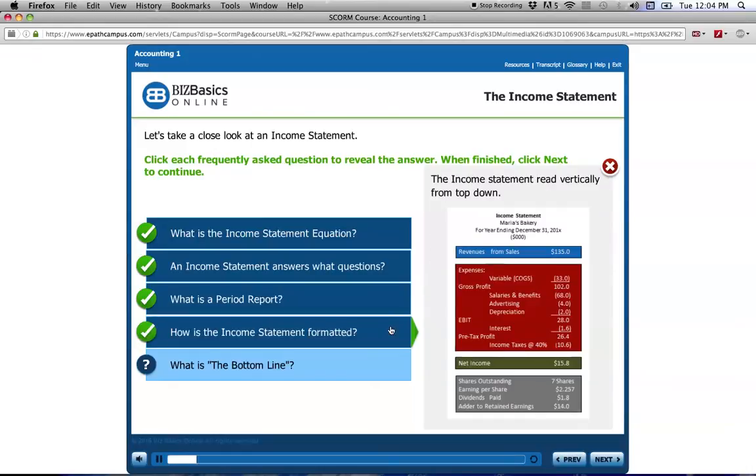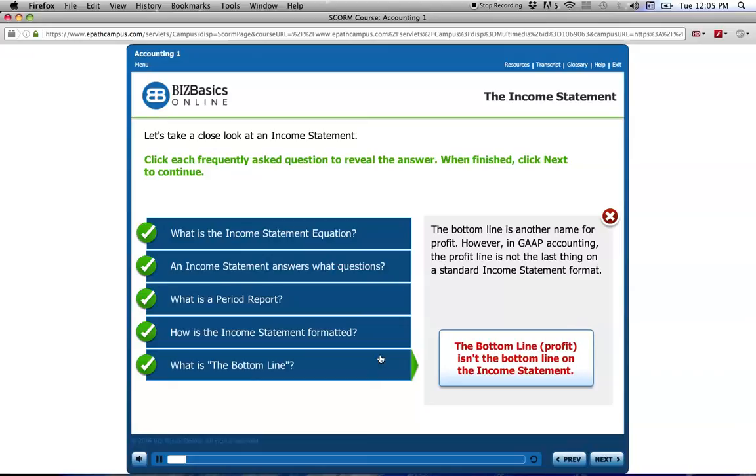The income statement is read vertically from top down. Revenues are displayed first. This is usually a shorter section. All expenses are then displayed. The expenses section is usually the longest section. Then the profit is calculated and displayed. The unfamiliar terms will be explained later in this lesson.